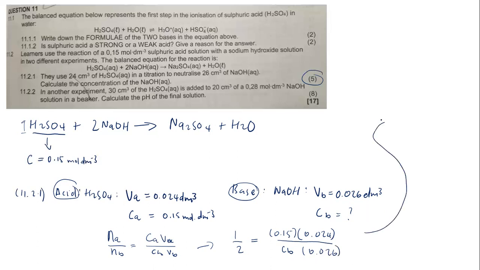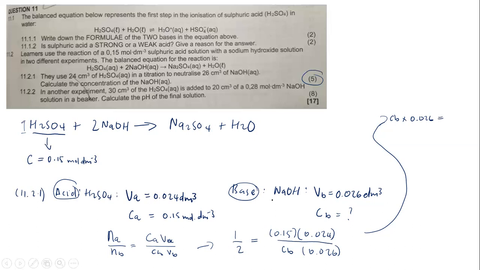I really do not have enough space, so I'll just utilize this space over here. Now I'm going to cross multiply. I'm going to say 1 multiplied by everything here. It's going to be everything there, which is CB multiplied by 0.026, which is equal to this multiplied by 2.